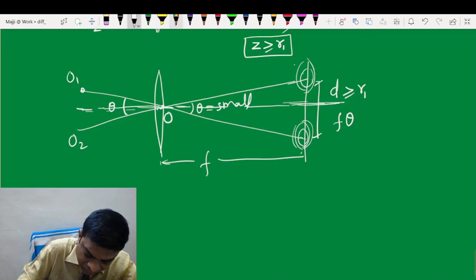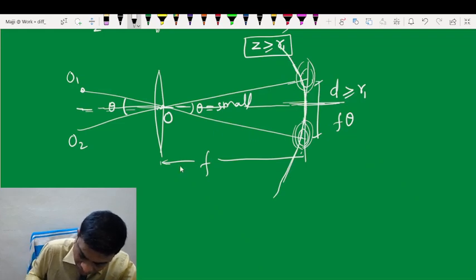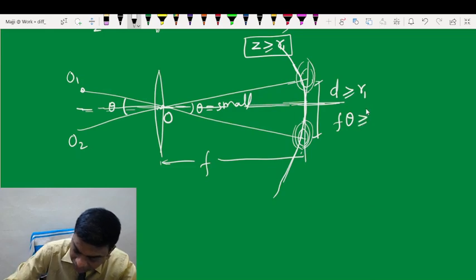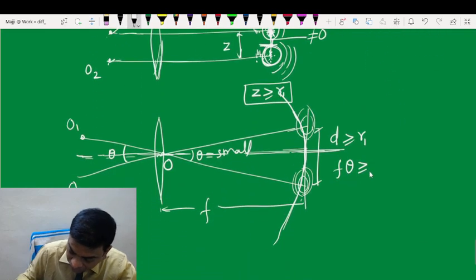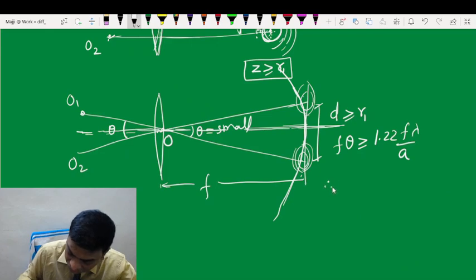with O as the center, you can consider this D as an arc length. So arc length is equal to radius multiplied by angle subtended at the center. And what is R1? Just now we saw R1 is 1.22 F lambda by A. So therefore, you can say theta should be greater than or equal to 1.22 lambda by A.